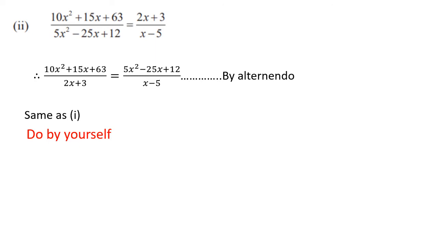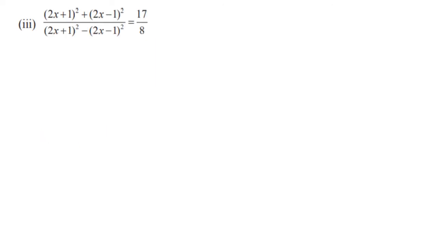Okay. Now let's go towards third one. Question number 3, which is different from question number 2. 2x plus 1 the whole square plus 2x minus 1 the whole square divided by 2x plus 1 the whole square minus 2x minus 1 the whole square is equal to 17 upon 8. Now this is different from first and second. This is totally different.